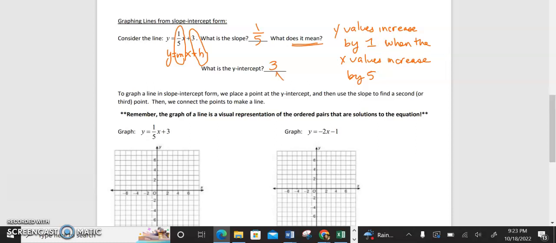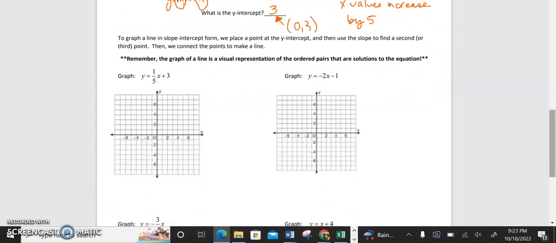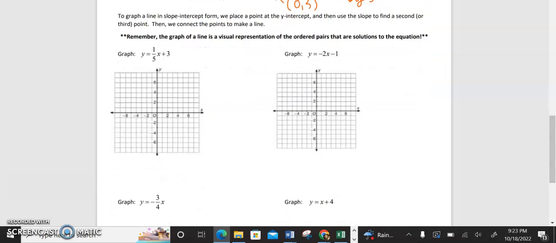The y-intercept, remember we talked about this the other day, it's where the graph crosses the y-axis, and this is the point (0, 3). Anytime a graph crosses the y-axis, the x value is 0. So the good news is this gives us 1 point to start with, and usually this is our starting point. So I'm going to graph y = 1/5 x + 3 by starting at 3 on my y-axis.